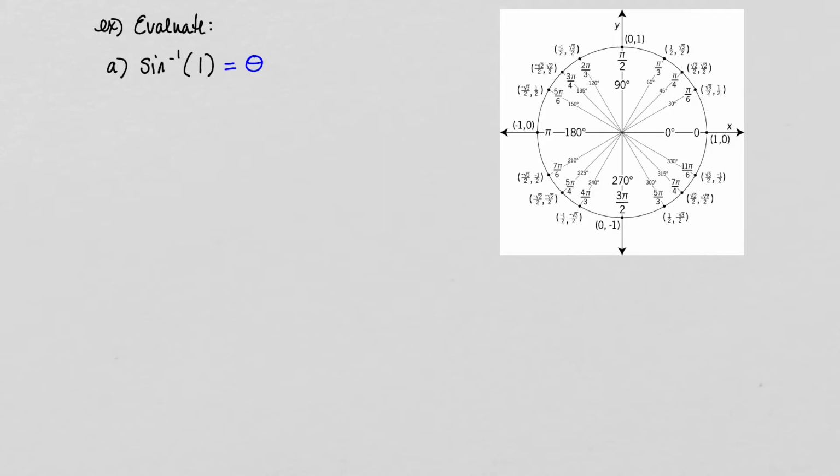Because remember what this is saying: what angle has a sine value of 1, right? So that's what that original problem is asking me. It's asking me what angle has a sine value of 1. So anytime I have an inverse function, I always set it equal to an angle. So I've got the inverse sine of 1 is equal to this angle theta.